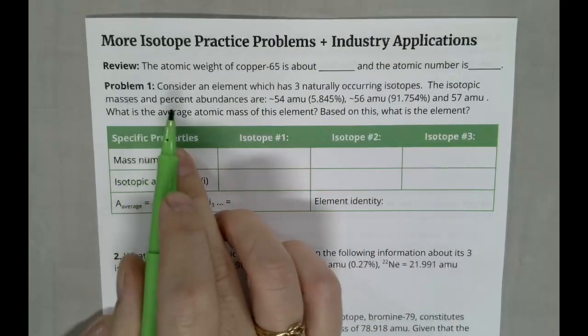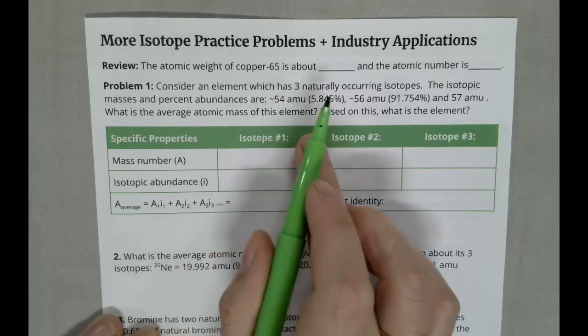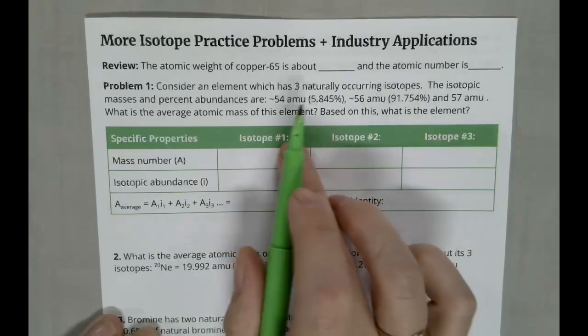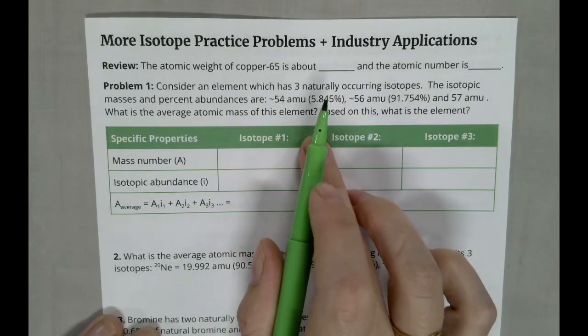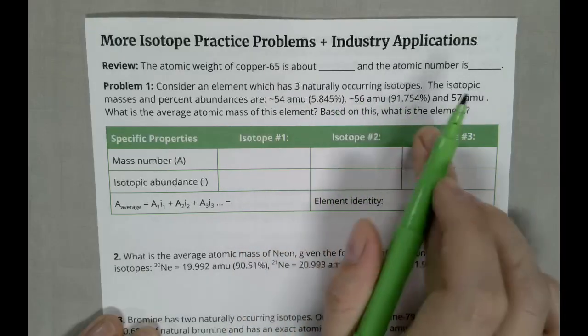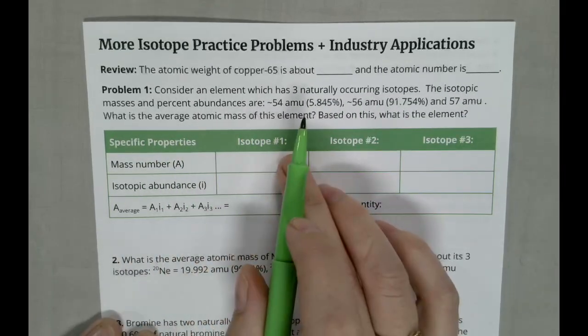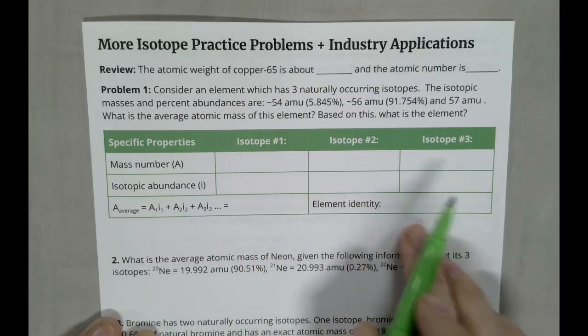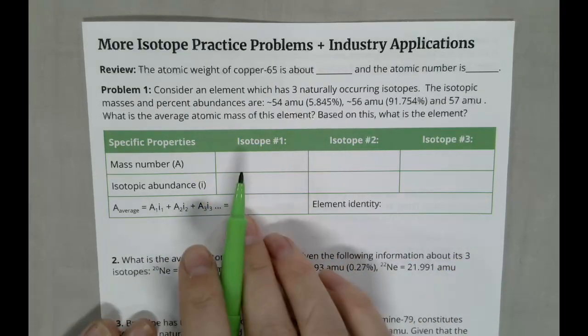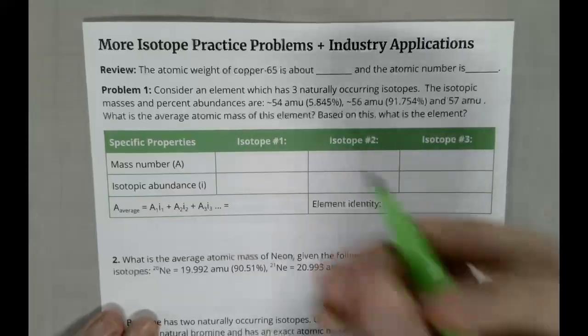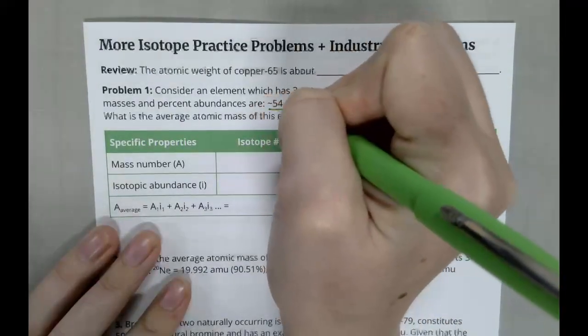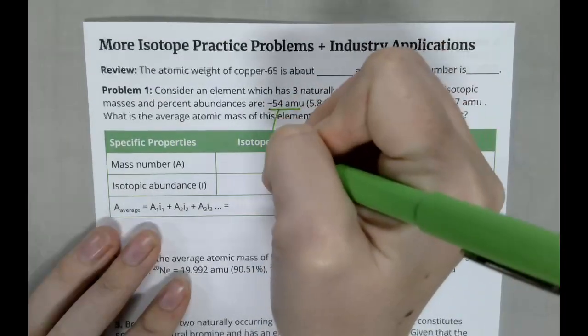The isotopic masses and percent abundances are, and then it gives you the mass number and the abundance for the first 2, but only the mass number for the last one. Then it asks, what is the average atomic mass of the element? And then based on this, what is the element? So let's start organizing this information. Isotope number 1 is about 54 AMUs. We can assume its mass number is 54.